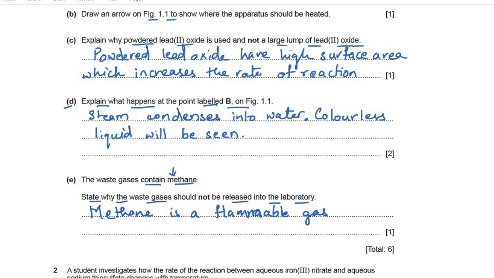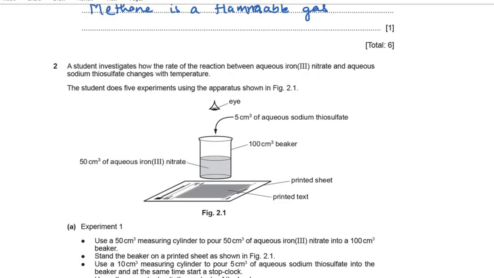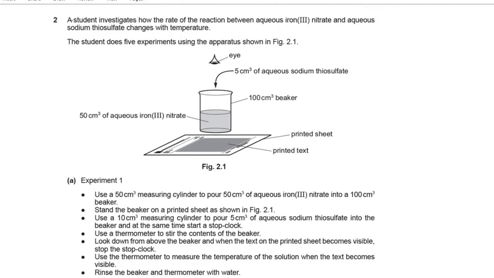Okay, this question is over and we have question 2 here. Question 2 says a student investigates how the rate of reaction between aqueous iron 3 nitrate and aqueous sodium thiosulfate changes with the temperature. So what we are changing here is temperature, and we are finding out how changing the temperature affects the rate of the reaction. The student does 5 experiments using the apparatus shown here. The apparatus is a 100 centimeter cube beaker which contains 50 centimeter cube of aqueous iron 3 nitrate, and there is a printed sheet with some printed text on it.